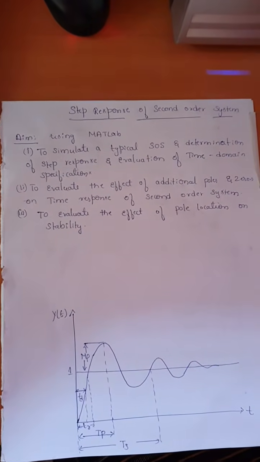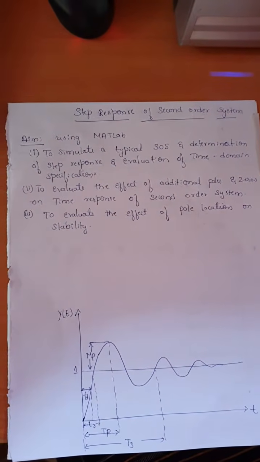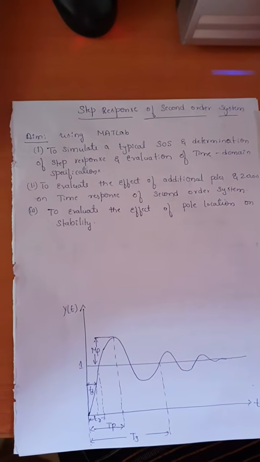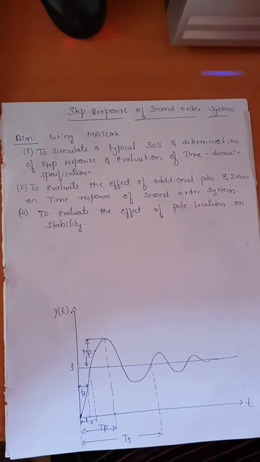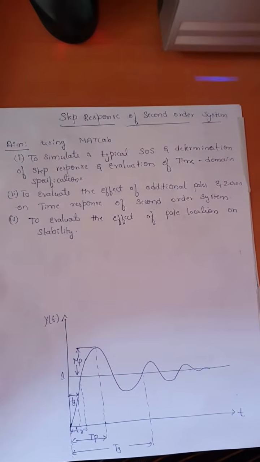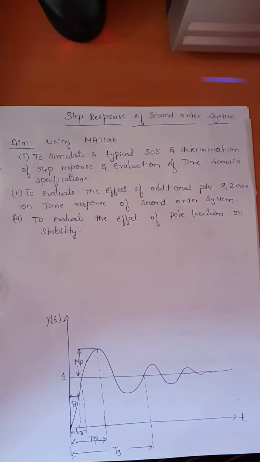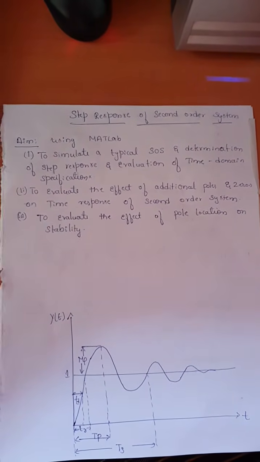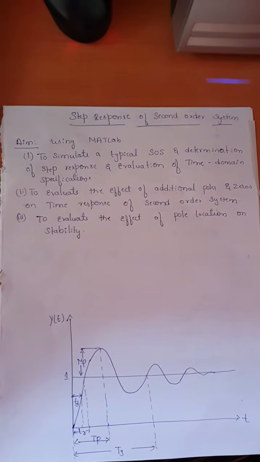So next, moving on to the second case, that is addition of zeros to the left half of the S plane. Next is addition of poles to the left half and also the right half of the S plane. So this is the aim of the experiment.